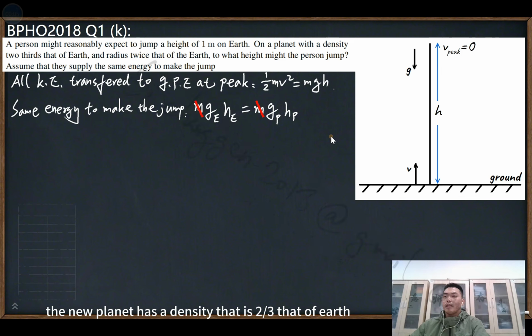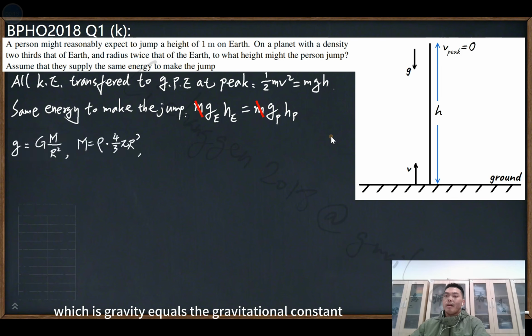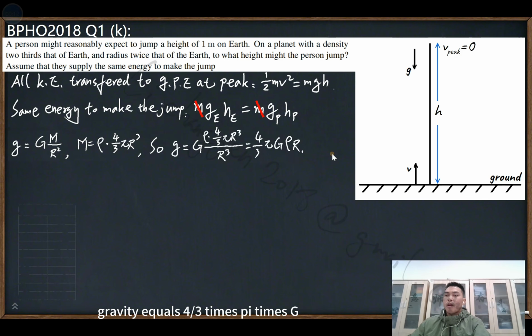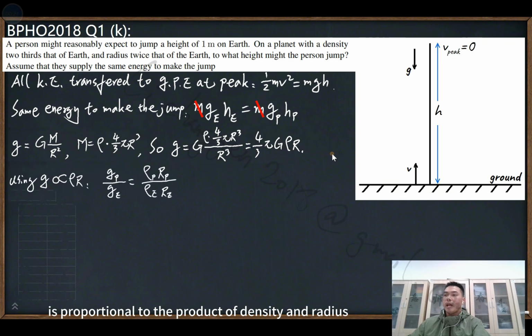Also, the new planet has a density that is 2/3 that of Earth, and a radius that is twice the radius of Earth. So we can use the equation for gravitational field strength at the surface of a planet, which is gravity equals the gravitational constant times the mass of the planet divided by the radius squared. Since the mass of a sphere can be written as density times 4/3 times pi times radius cubed, we substitute that into the formula. That gives us gravity equals 4/3 times pi times the gravitational constant times density times radius. This tells us that gravity at the surface is proportional to the product of density and radius.